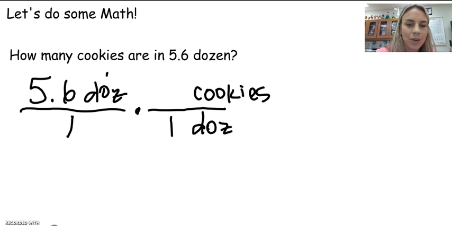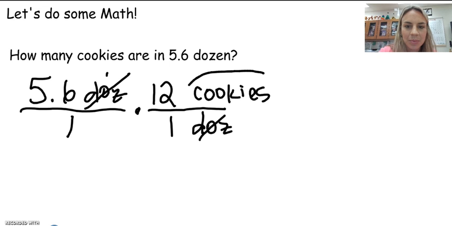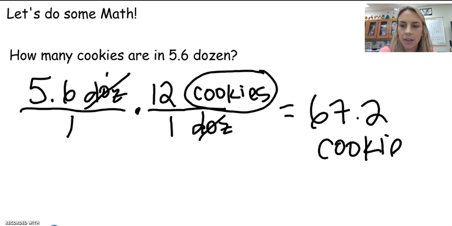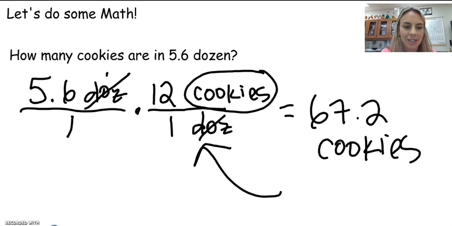The dozen will cancel out, and I want to go to cookies. I know that in 1 dozen cookies, there are 12 cookies. Like I said, the dozen will cancel out and we'll be left with cookies. The way that I would plug this into my calculator, I would take 5.6 divided by 1, but I don't really need to type that in because it's just going to be itself, times the 12 divided by the 1, which I don't need to type in. So 5.6 times 12, and we already mentioned that's 67.2 cookies. The process of using this ratio is called dimensional analysis.